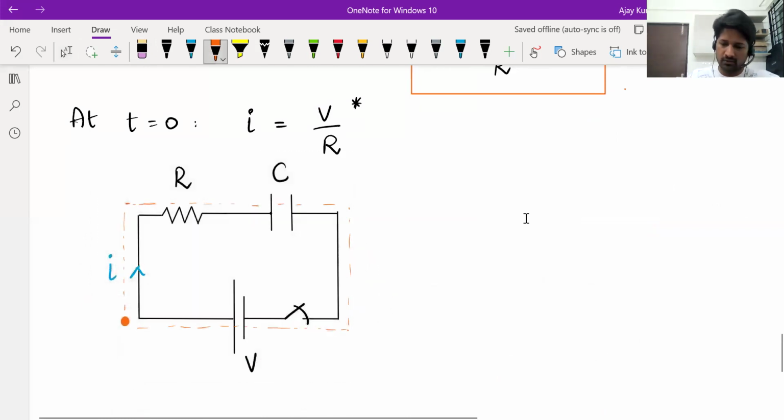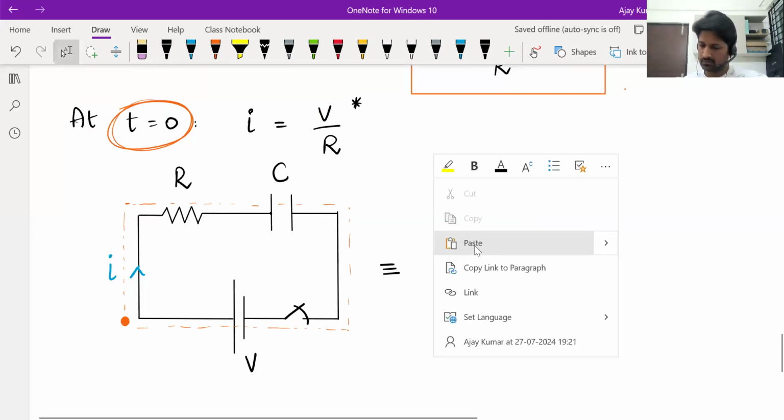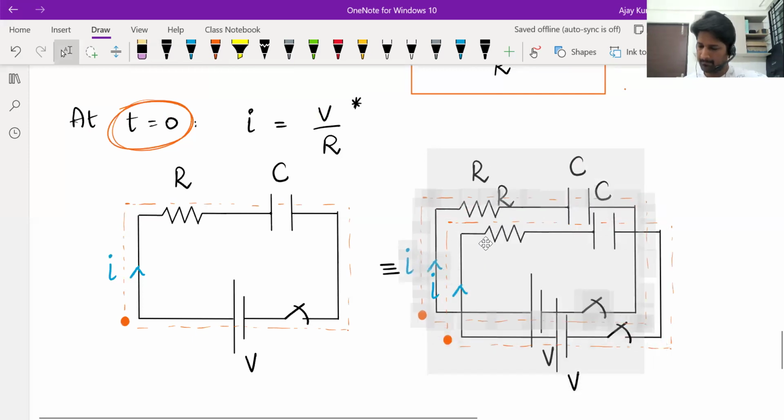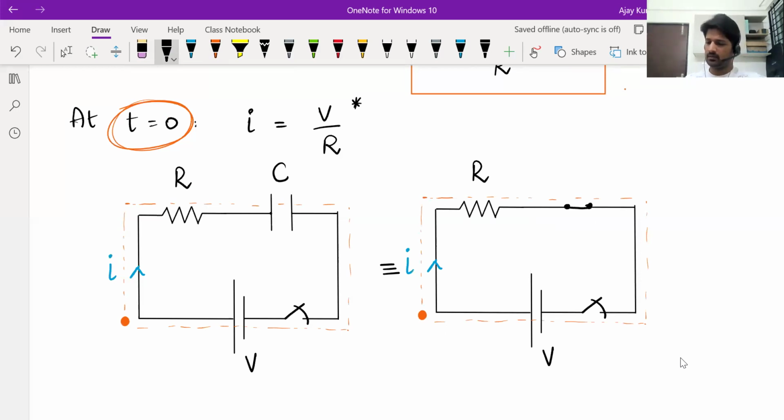So at t equal to 0, this circuit is equivalent to something like this. You can just replace the capacitor with a wire or a closed switch. Not just this circuit, any circuit where there's an uncharged capacitor, you can think of the capacitor as a wire if you want to find out current flow.